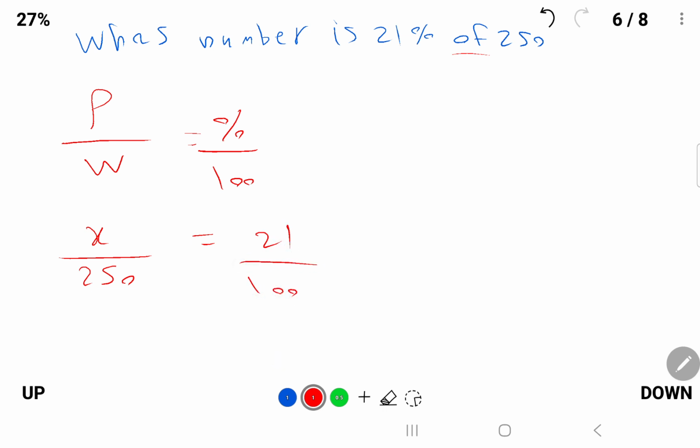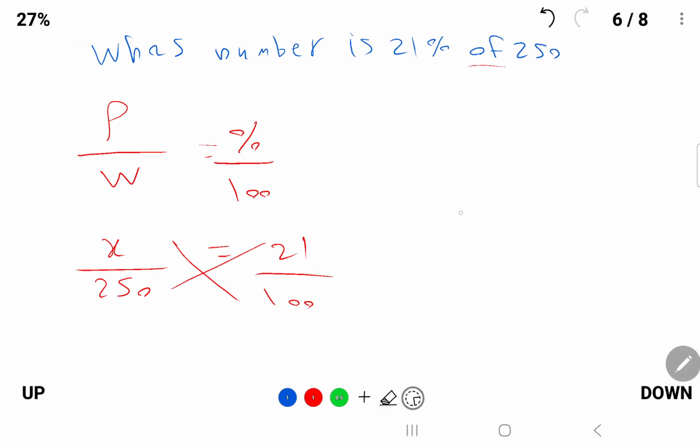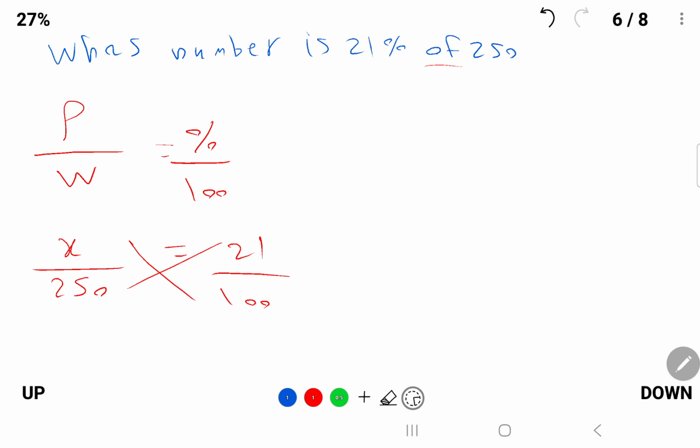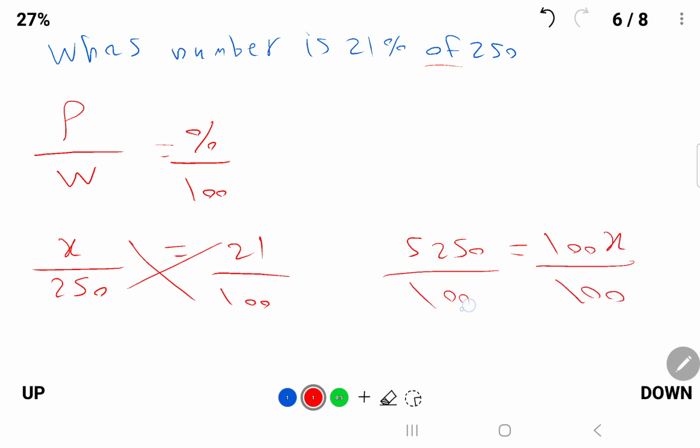Now cross multiply: 21 times 250 is equal 5250, equal 100x. So we divide here by 100 and here by 100. X is equal 52.5. So this is the final answer.